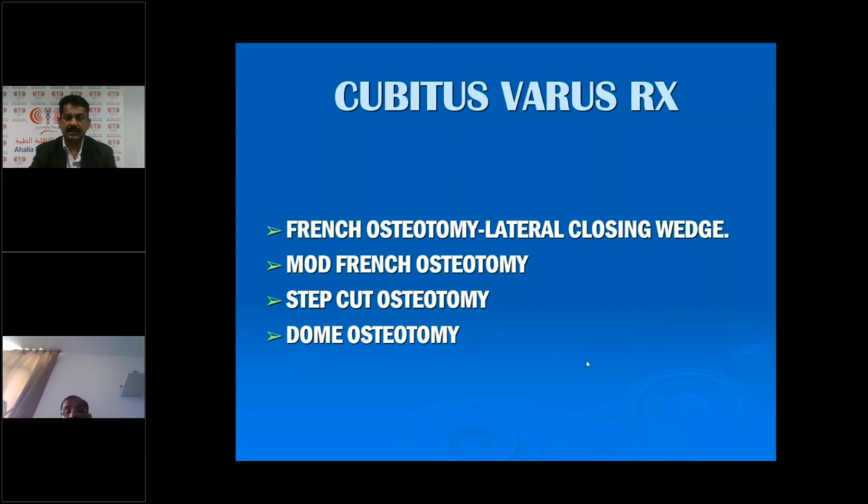So if it is a purely cosmetic and only mild deformity, it's better to counsel the parents and avoid osteotomy. If it is unsightly, or if there is any difficulty in day-to-day activities, then one has to go for the lateral closing wedge osteotomy. All other procedures that have been advocated have not given good results in cubitus varus. So lateral closing wedge osteotomy is the treatment of choice.